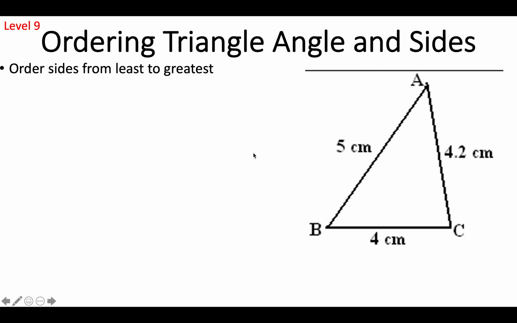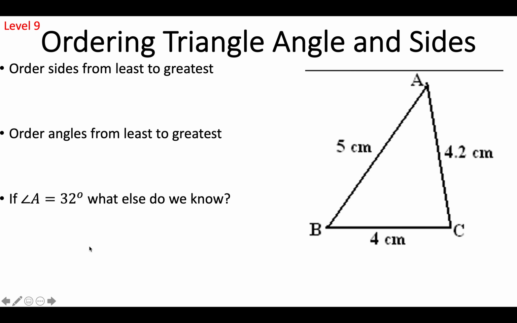Next one. Order the sides from smallest to biggest. 4 is the smallest, BC. 4.2, AC. 5, AB. Then the angles. Across from 4 is angle A. It's the smallest. Across from 4.2 is angle B. It's the medium. Across from 5 is angle C. It's the biggest.